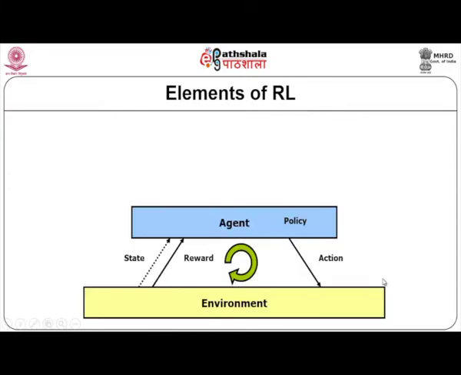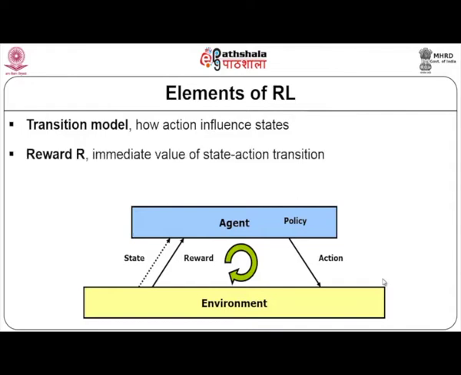When we look at it this way, it is a transition model. Before we go to that, you have the environment, and a state is given to the agent. The agent does an action based on a policy, the action affects the environment, and then you have another state, and the environment also gives you a reward. Okay. So, the transition model is how the action influences the states. Then you have a reward R, the immediate value for a state-action transition. So, given the state and this action, this is the reward. Then policy pi maps states to actions: given the state, what action should I take.